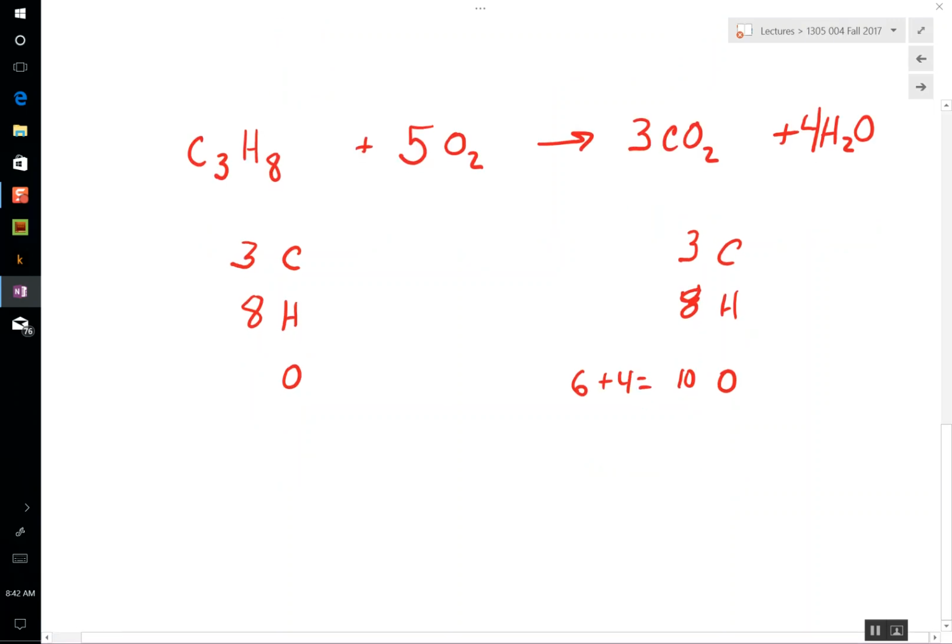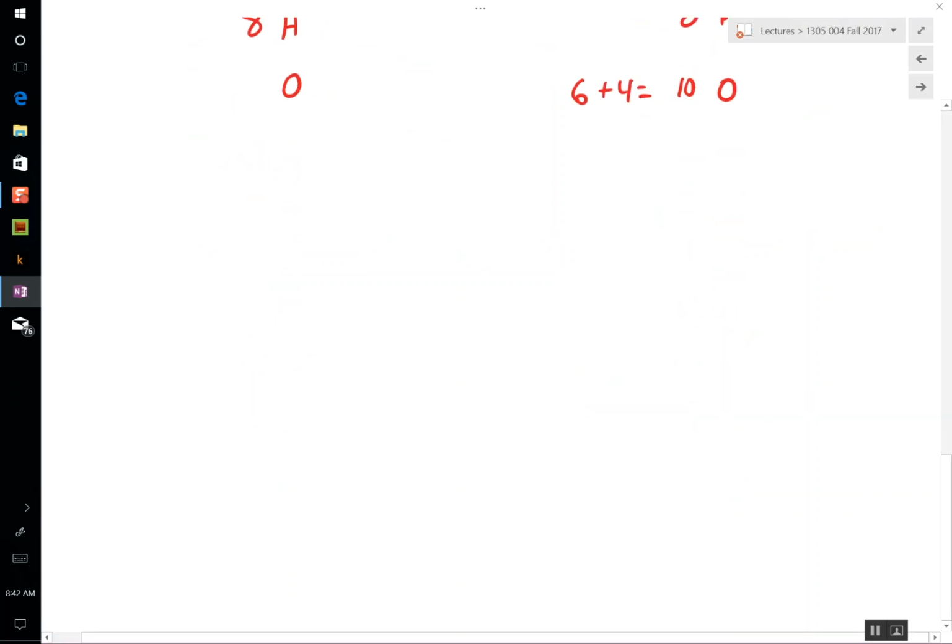Okay, let's do one with a little twist to it, just one more with a little twist. C4H10 plus oxygen. One with a little twist. Do it the same way. Approach it the same way.